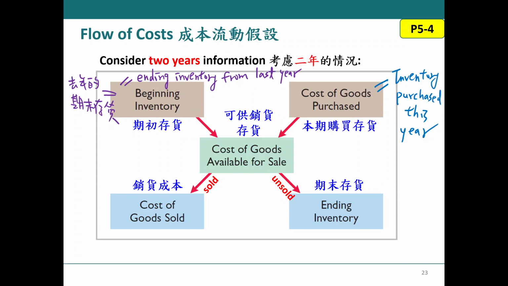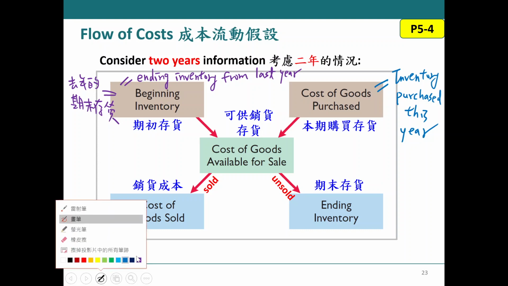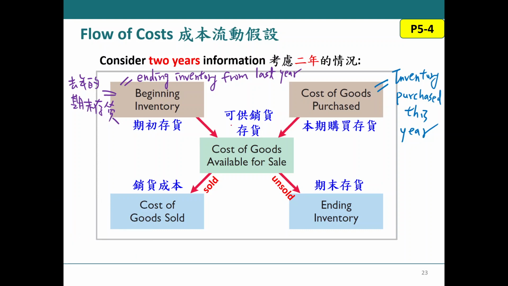So the total inventory I have right now is cost of goods available for sale. Available for sale, 可供销售存货. Okay, 可供销售存货. Available for sale, the total inventory you have right now, available for sale.